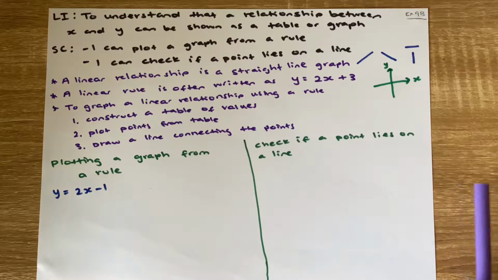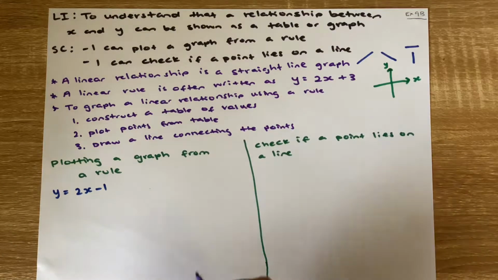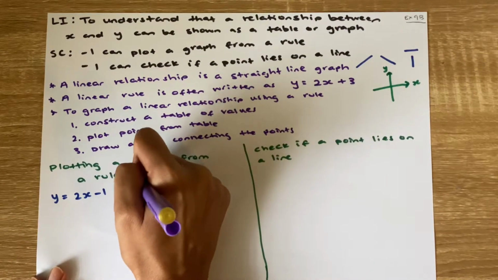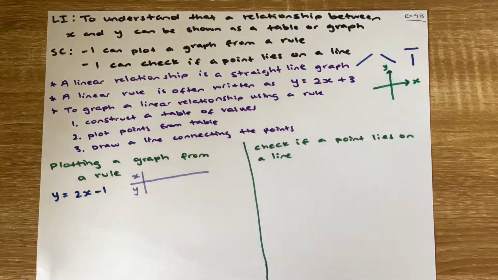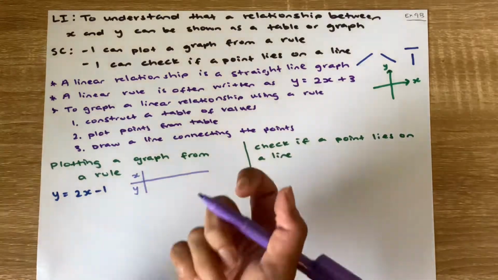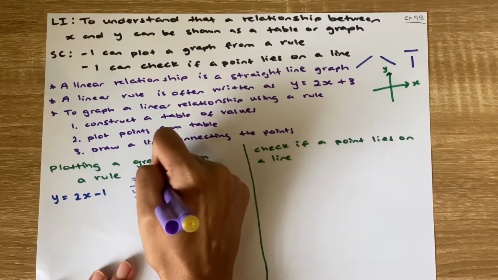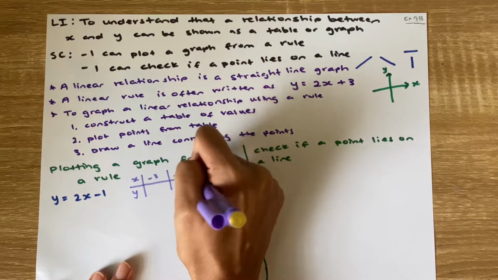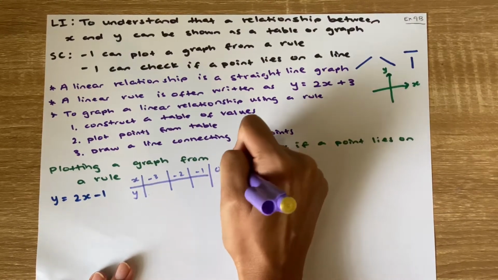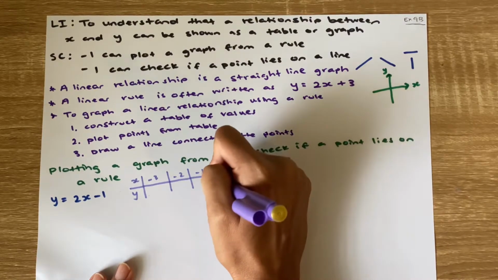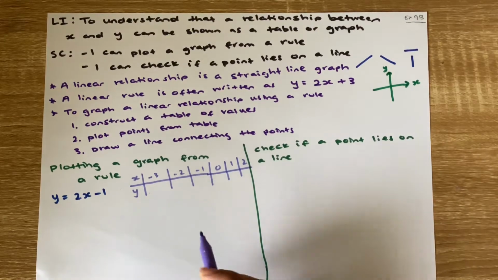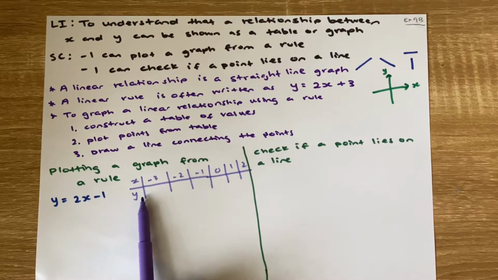For my table of values, I have x values and I have y values. We know numbers are positive and negative, okay? So I'm going to start off with, usually say the number -3. So I'm going to go -3, -2, -1, 0, 1, 2. I can go up and down as many times as I want, but that's enough for today. All right, we're going to figure out our y values.